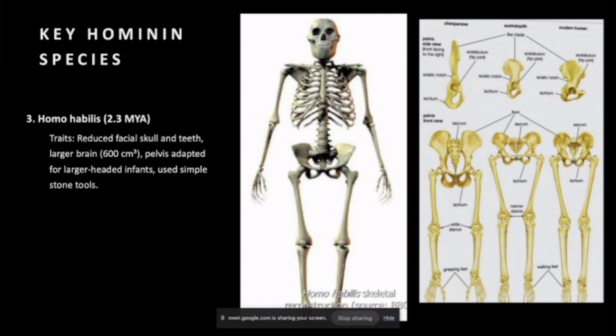And at this stage, they also started to use simple stone tools. Because, of course, you have to remember with a larger brain came more complex abilities, right? So, more complex cognitive skills, maybe. At this stage, they might have been able to think a bit more, and that's why they were now able to use their stone tools.